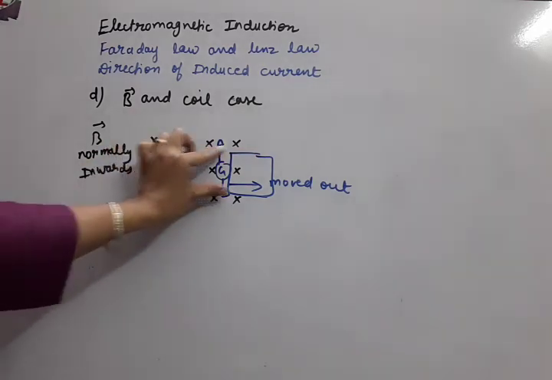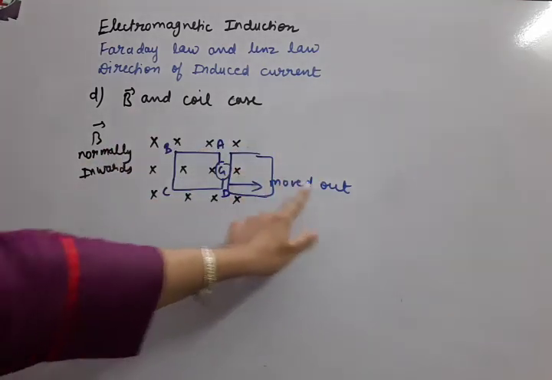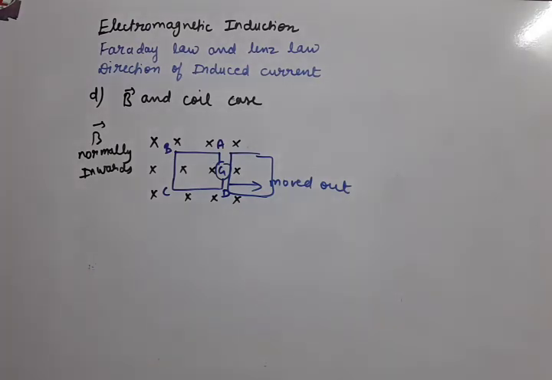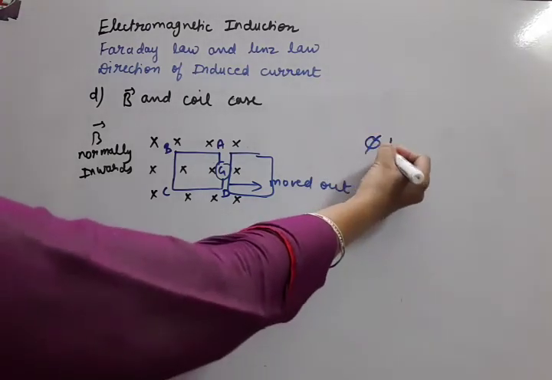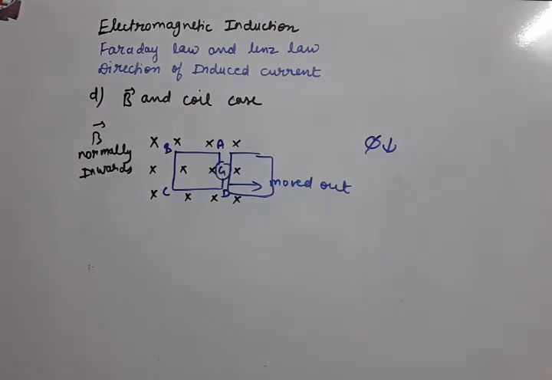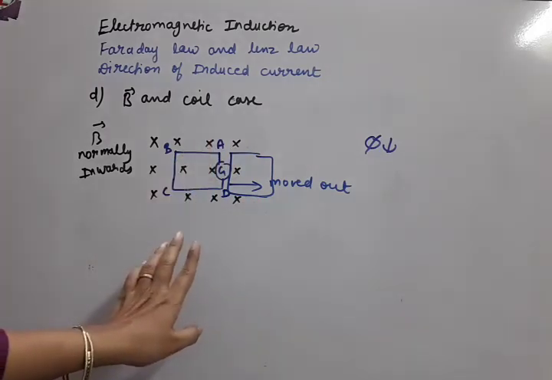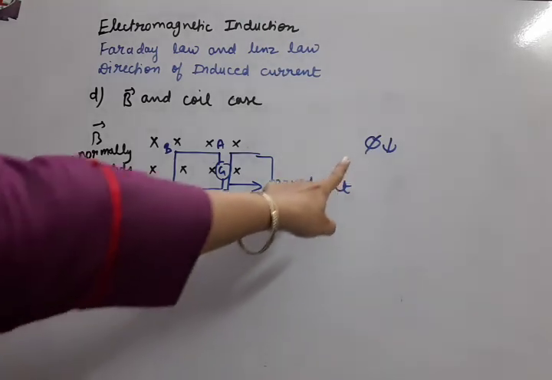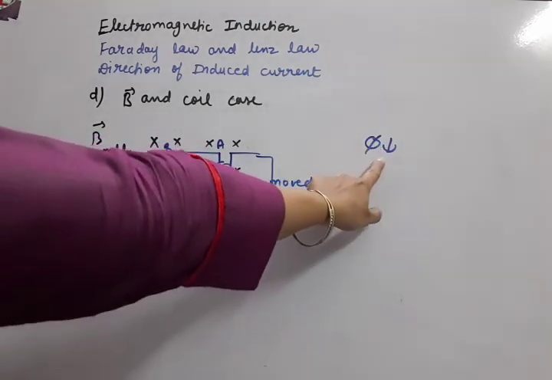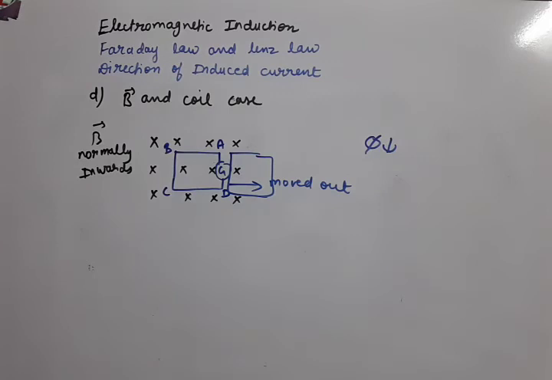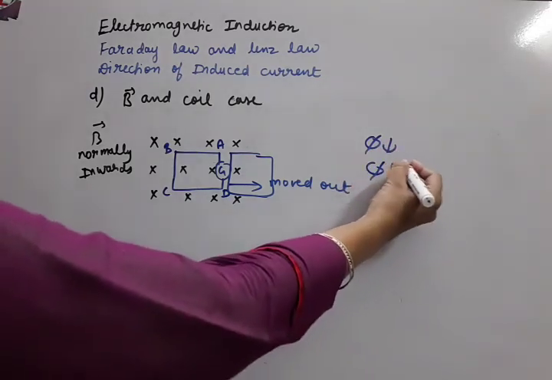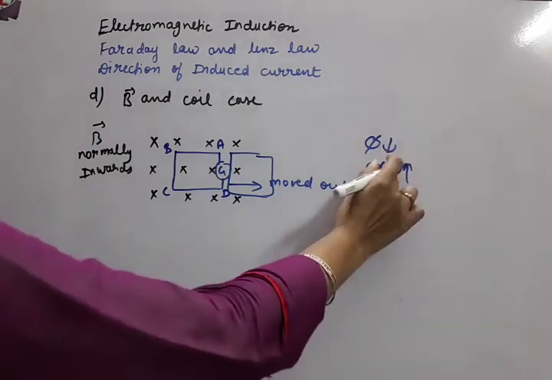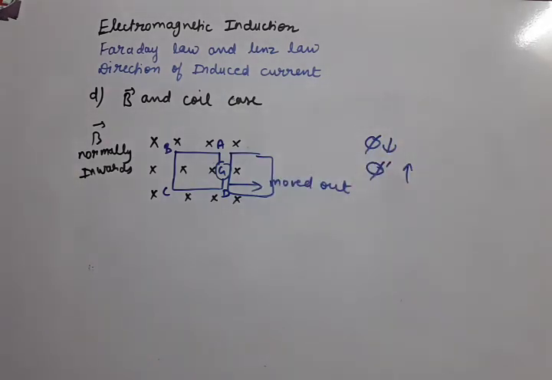If this coil is moved out, the field lines through it will decrease. So flux phi will decrease. If the flux is decreasing, will there be an induced current? Yes. If an induced current is there, Lenz's law says that it will oppose the cause. The cause is the decrease in flux, that's why the induced current is produced. So the induced current will try to increase the net flux, phi dash, I am writing for the net flux.